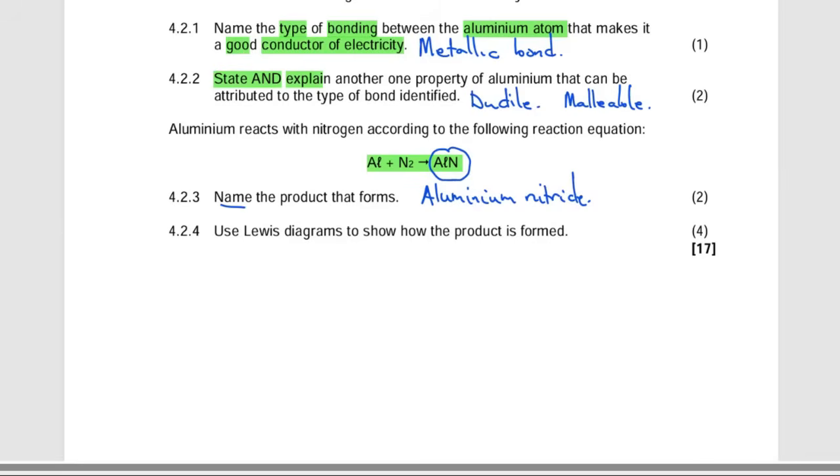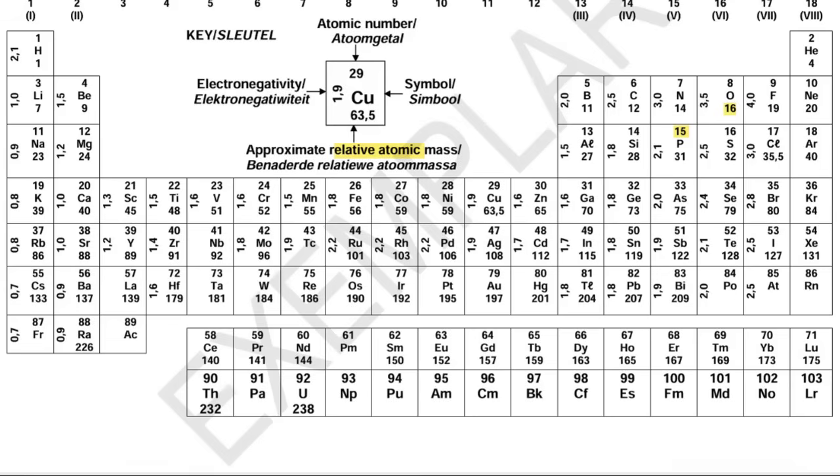Then after that, they're saying use a Lewis diagram. So we're supposed to draw a Lewis diagram there to show how the product is formed, this product, which is your AlN, right? I'll start with the reaction of Al. If I check my periodic table, Al is in group number 3.